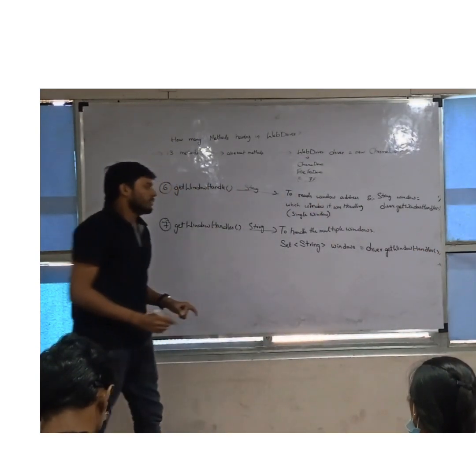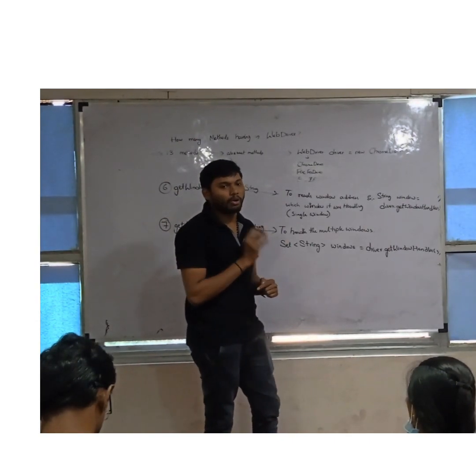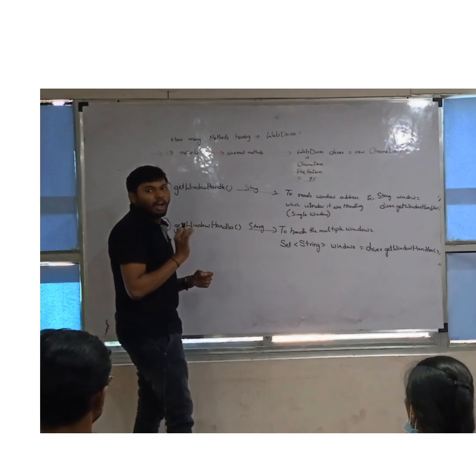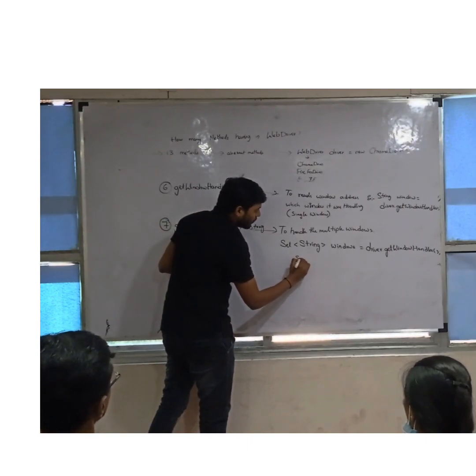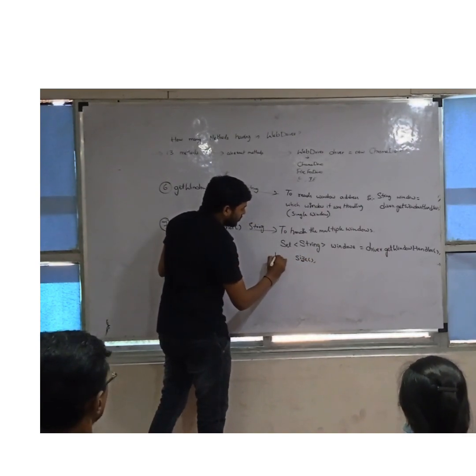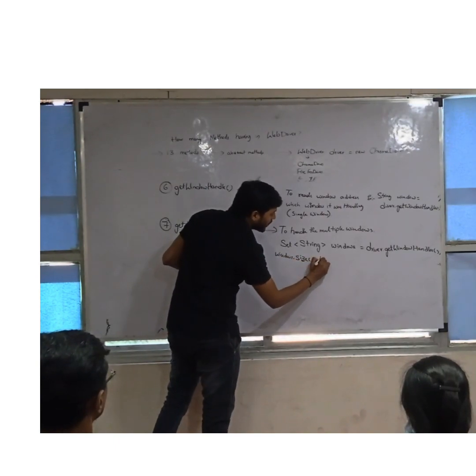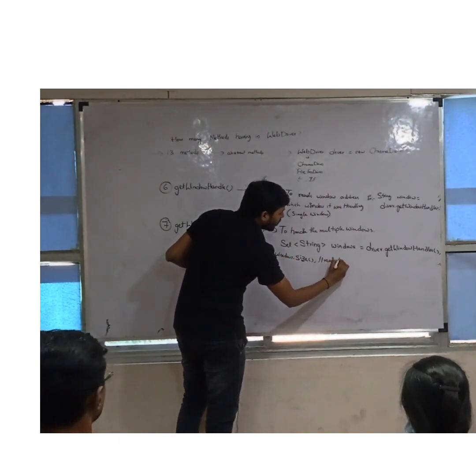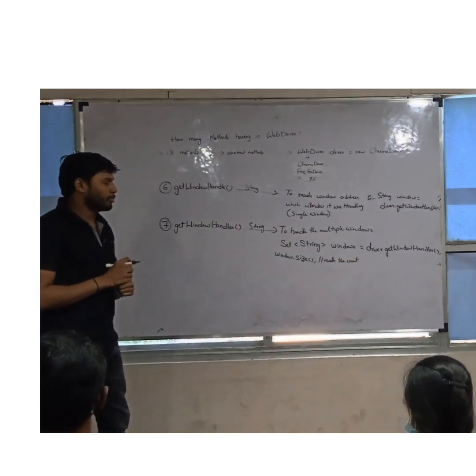Okay, and if we need to know how many windows were opened, we can find that with the size method. Which method is it? The size method. Just go through windows dot size. Size reads the count. It will give the count of how many windows were opened.